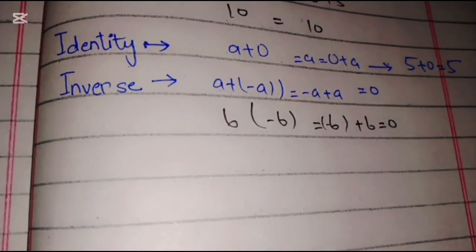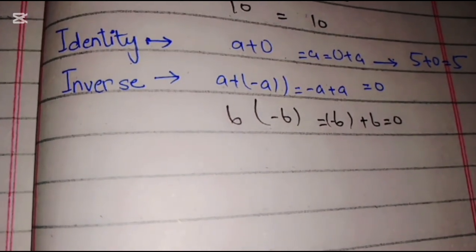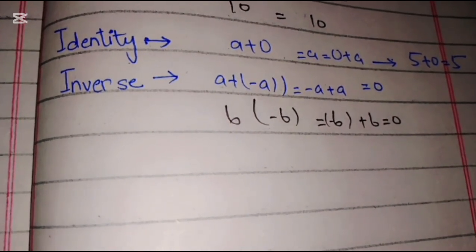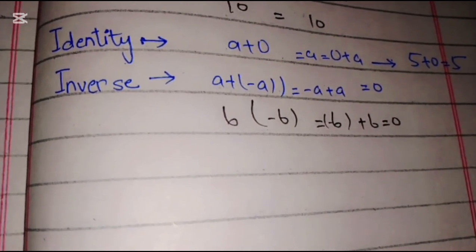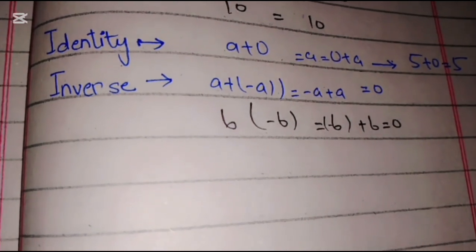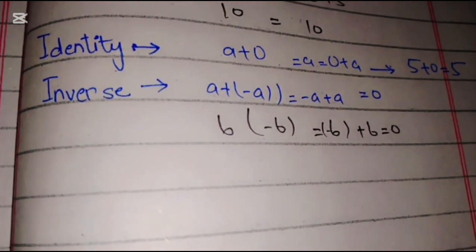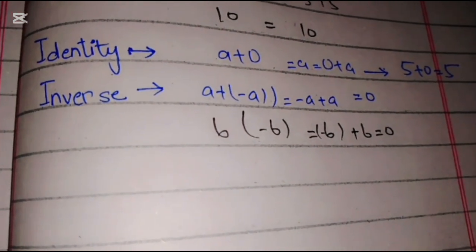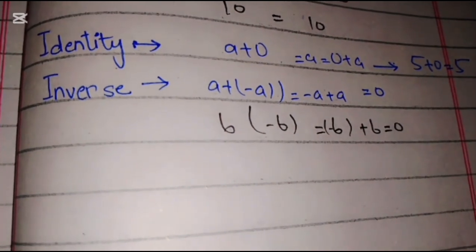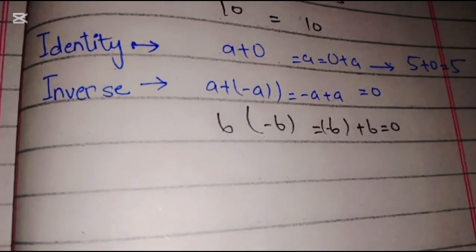The first is identity. The identity is, if we add zero to any real number, we will get the same number. For example, 5 plus 0 is equal to 5. When we add 0 to some number, we get the same number, that is called the identity.